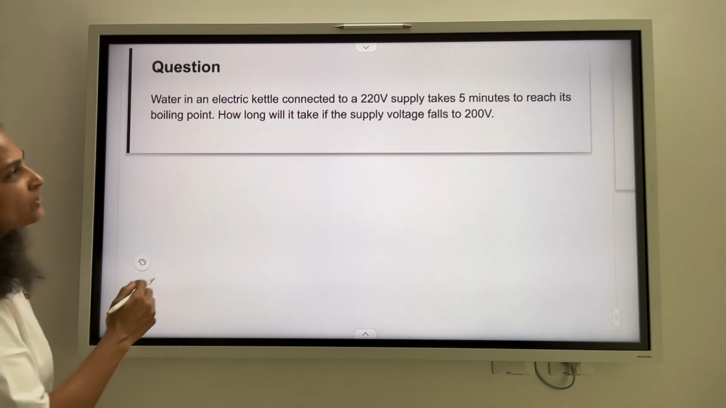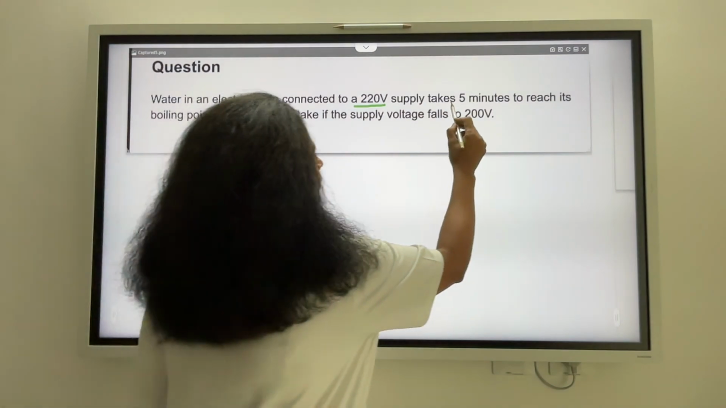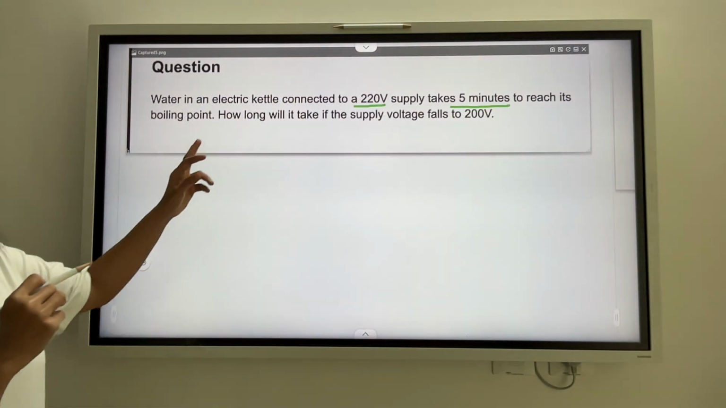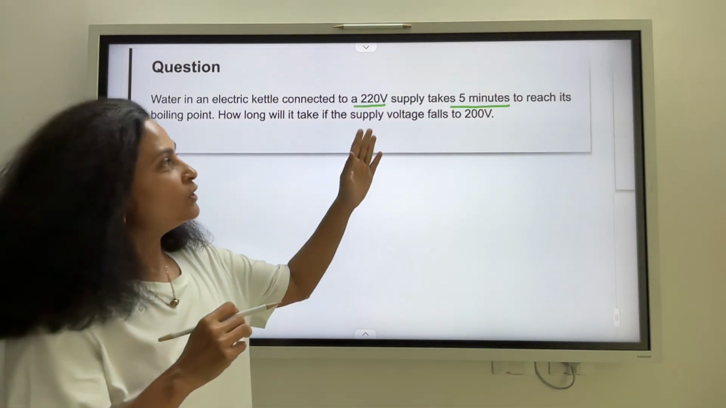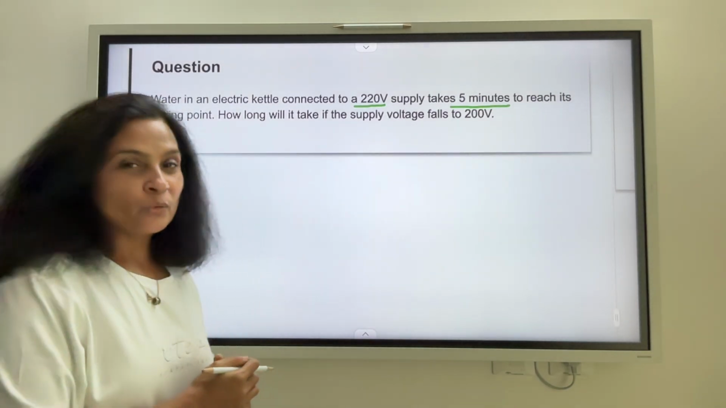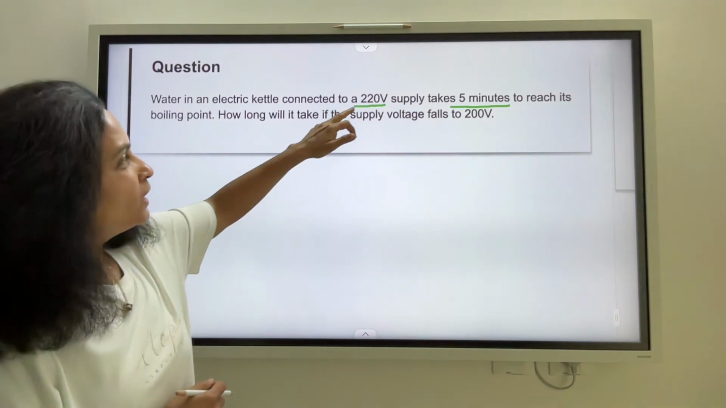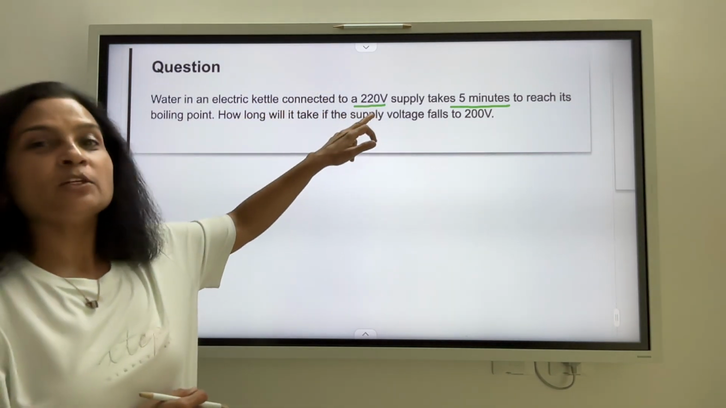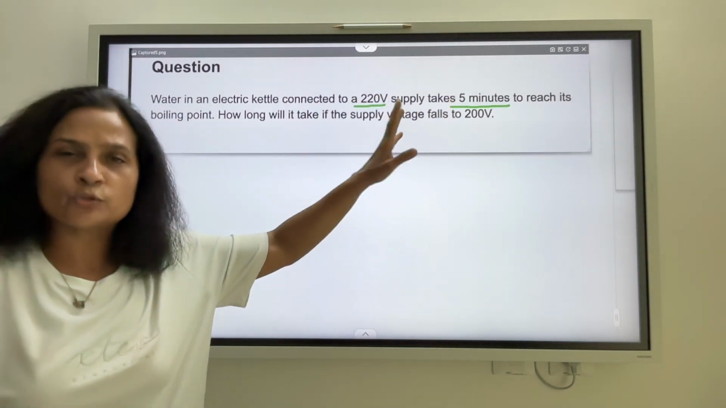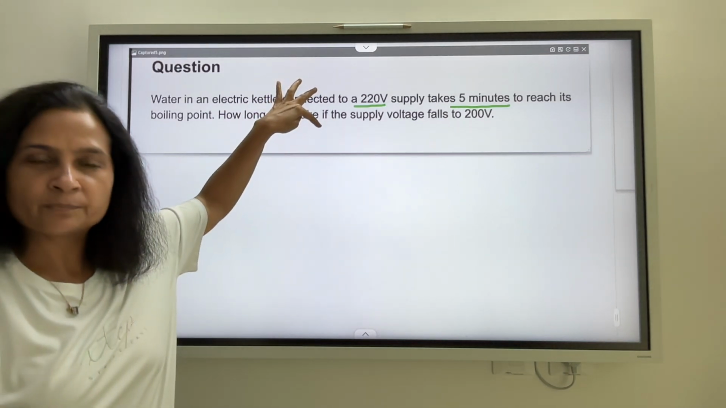Water in an electric kettle connected to a 220 volt supply takes 5 minutes to reach its boiling point. How long will it take if the supply voltage falls to 200 volt? Now there are two parts to the same question, wherein the same kettle is being operated once at 220 volt and दूसरी बार at 200 volt. So what is the common link which we are going to use between the two parts?